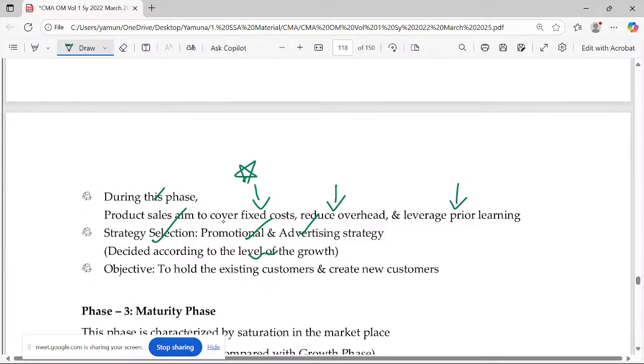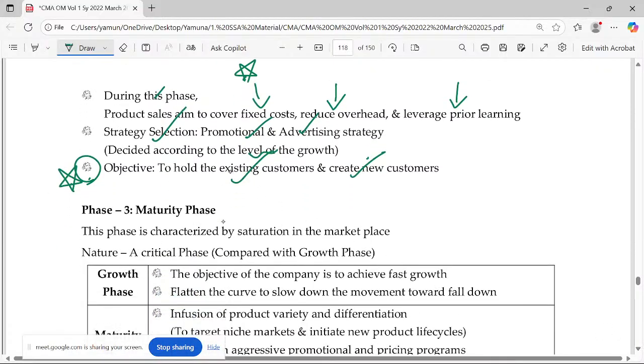Decided according to the level of growth you have to count. Okay. And the objective is to hold the existing customer and also to create new customers. So you have to highlight this one. If the product is in the growth stage, then definitely you have to plan for holding the existing customer and creating new customers.